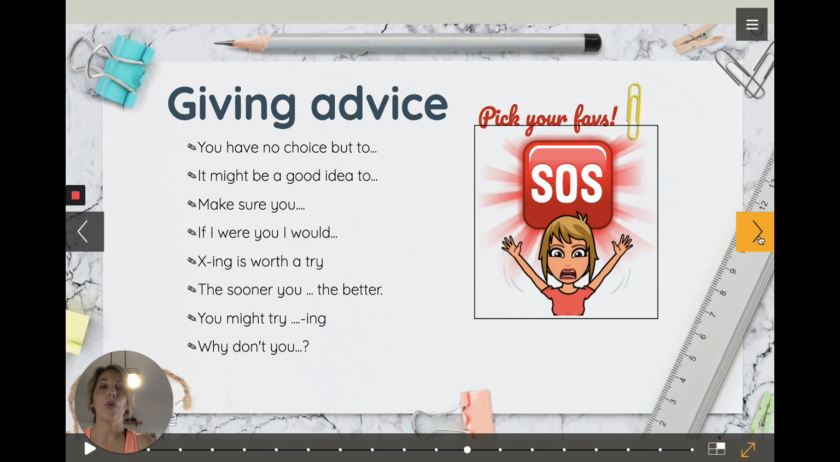ING is worth a try. This means, for example, running is worth a try, okay? Whatever verb you use, it needs to end in ing, okay? Eating healthily is worth a try, okay? The sooner you quit, the better, okay? You might try running. Why don't you run? Okay, so different ways of giving advice to your partner.